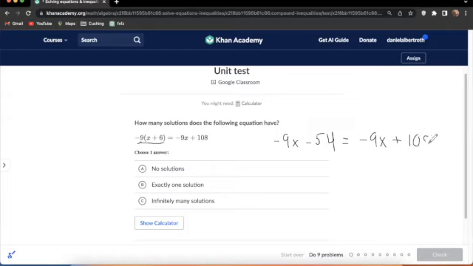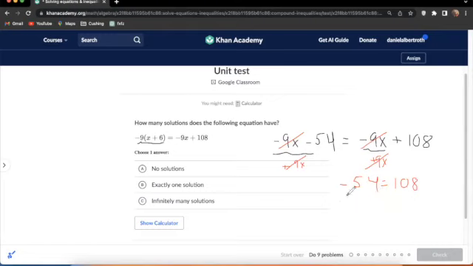So what I notice is that I have the -9x on both sides. What's going to happen here? So I can add 9x to both sides, but see what's going to happen. If I add 9x, add 9x, it turns out the x's all kind of go away. So if you balance this equation, the -9x on both sides cancel out, and you're left with -54 equals 108.